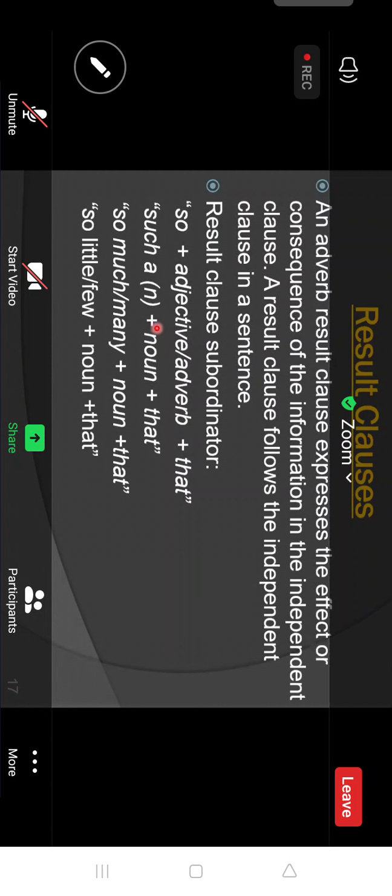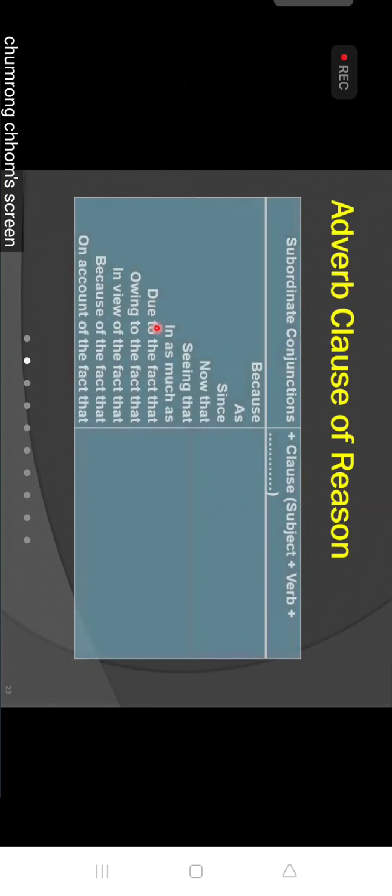Or "such" plus noun plus "that"; "so much" or "so many" plus noun plus "that"; or "so little" or "so few" plus noun plus "that". We have some phrases in the middle like this. They are called adverbs of result, not purpose. Now you can see some examples here, everybody. Also, I forgot to give you an example, so I will give you a little bit of an example before I go to that one.